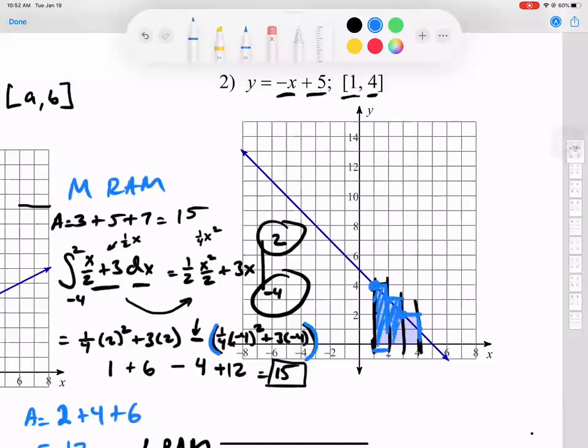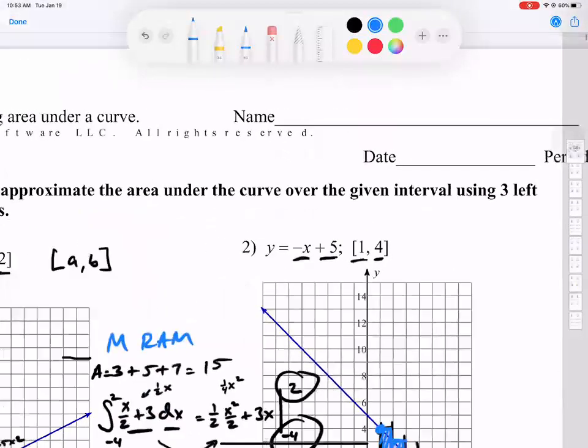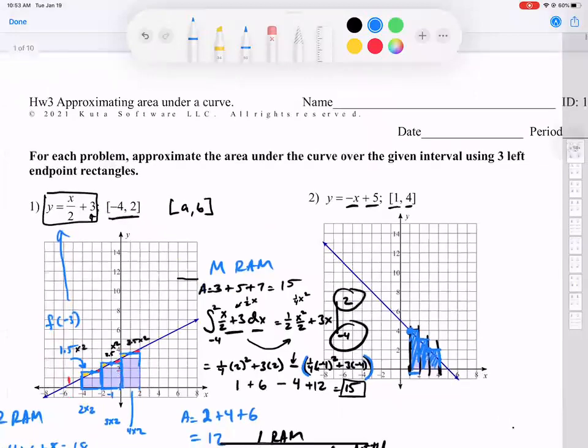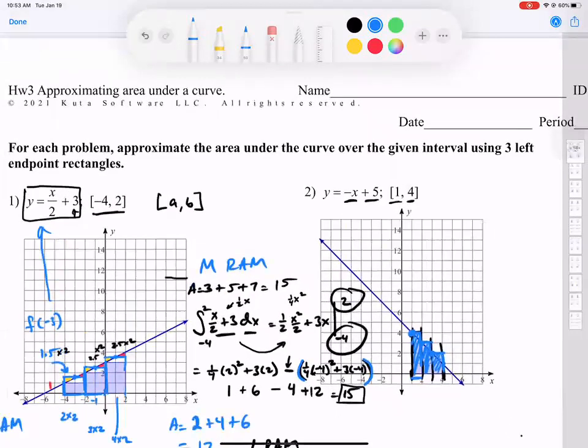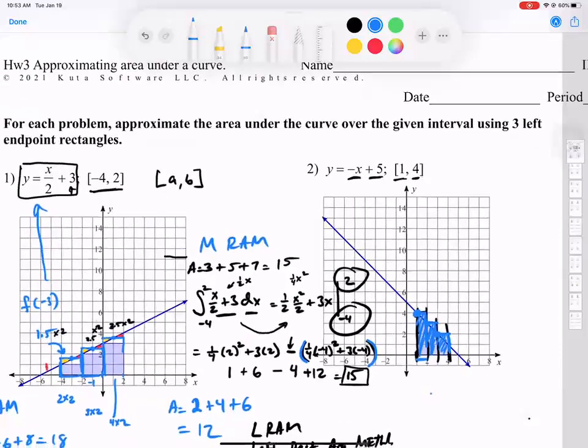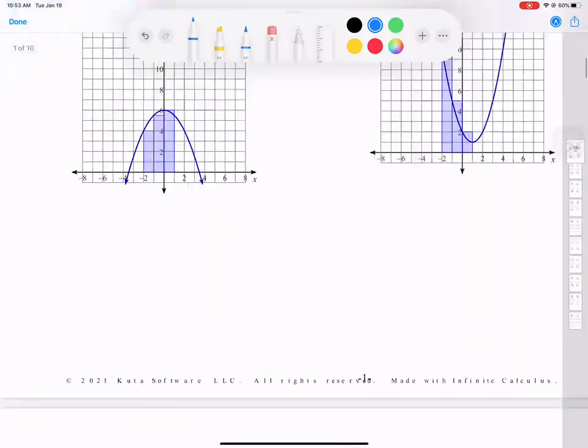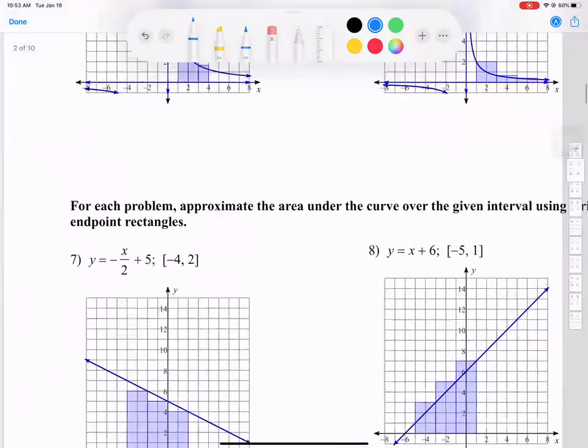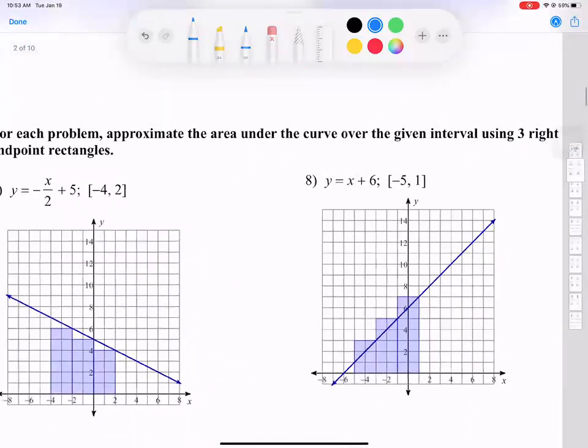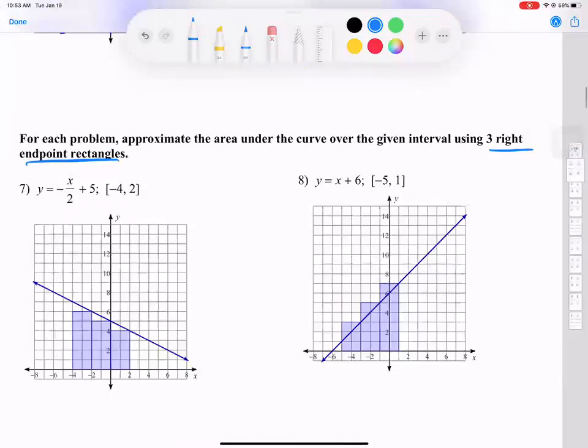Are you always going to choose your left endpoint? It's all depending on the question. That's a great question. If you looked at the original question, it says choose our left endpoint rectangle. So that's how we're choosing left here. Okay. As I move to my next question here, it's going to actually ask me to choose the right endpoint. So that's our Rram.